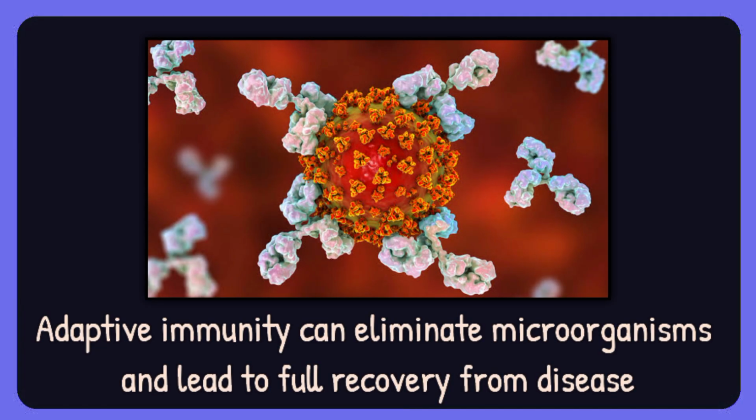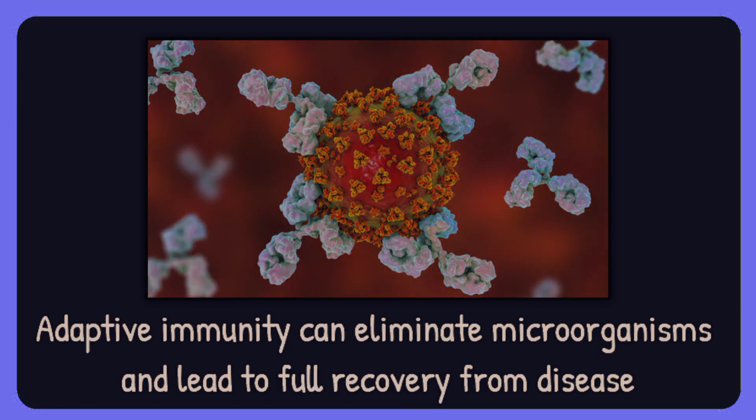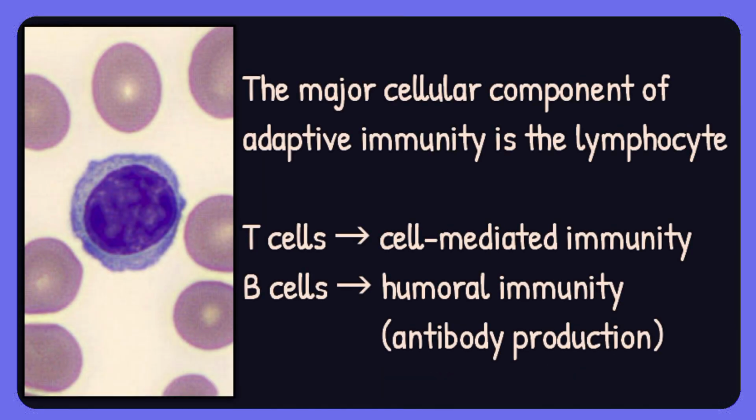Adaptive immunity can eliminate microorganisms and lead to full recovery from disease. The main cellular players in adaptive immunity are lymphocytes. T cells handle cell-mediated immunity, directly attacking infected or abnormal cells. And B cells manage humoral immunity by producing antibodies that target invaders.